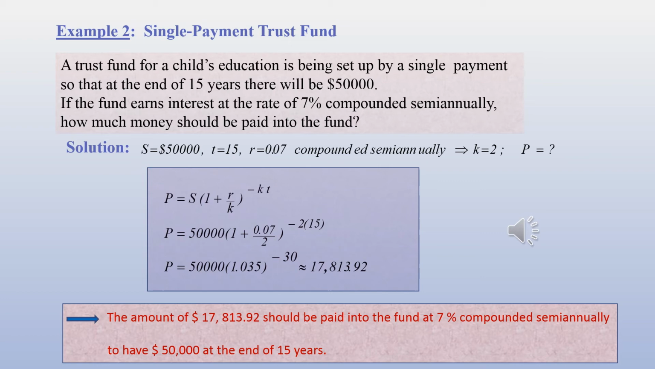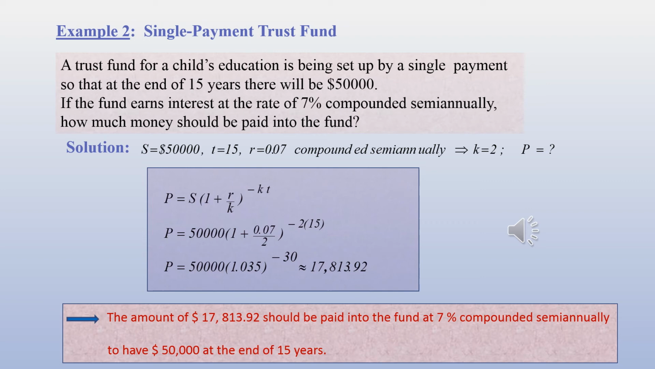From this problem, we get the information about the future value. There will be $50,000. It means S is equal to 50,000. After 15 years, at the end of 15 years, it means T equal to 15. Interest rate at 7% means R equal to 7%, equal to 0.07. Compounded semi-annually means K equal to 2. The question here is how much money should be paid into the fund. It means the present value, which is P.